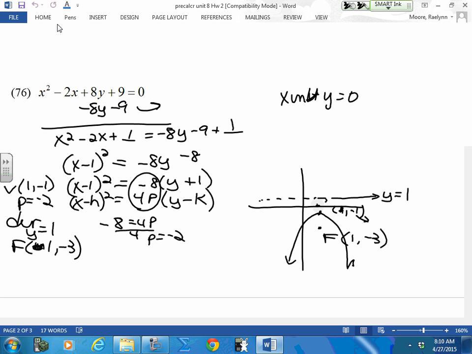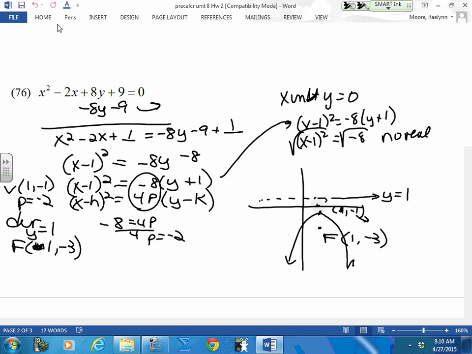Okay, so come down, take the last one, doesn't matter which one you take. So if y is 0, we plug it in here. So this is equal to 0 plus 1, -8. As soon as you go to take the square root, can't do it. No real x-intercepts. Does our graph confirm that we didn't cross the x-axis?